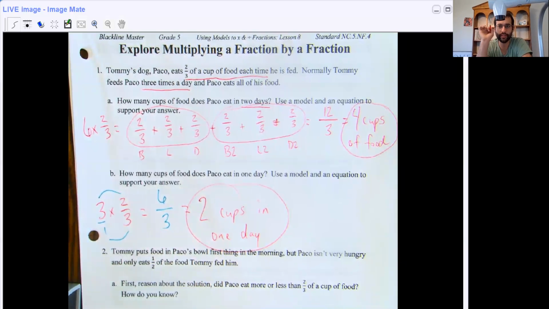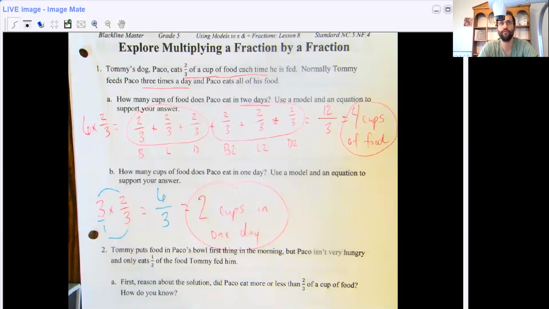Now we're going to try something a little bit different here on question 2. So I'm going to give you a second. You need to pause this and talk with your class to make sure that everyone's good. But we're going to look at now a fraction times a fraction in example number 2. So go ahead and pause now if you need to go over this.